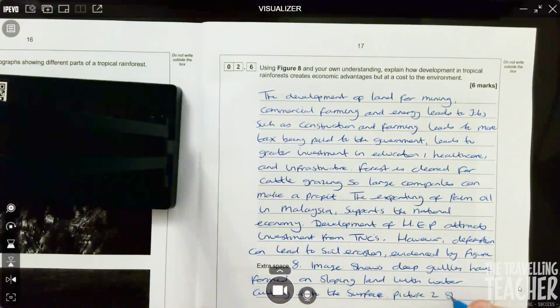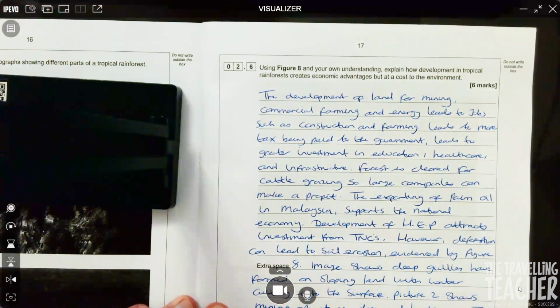Picture 2 shows mining operations which has damaged the landscape.